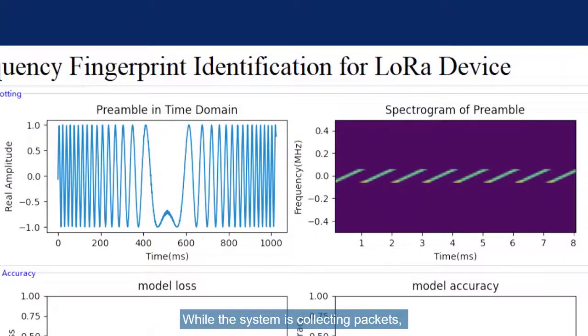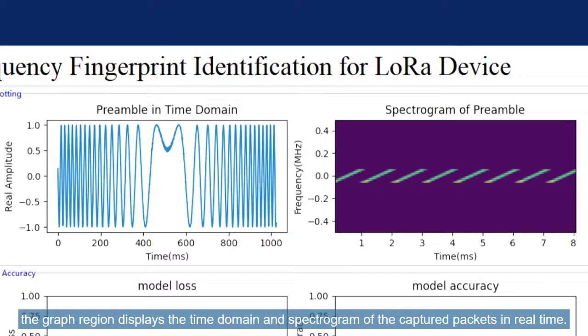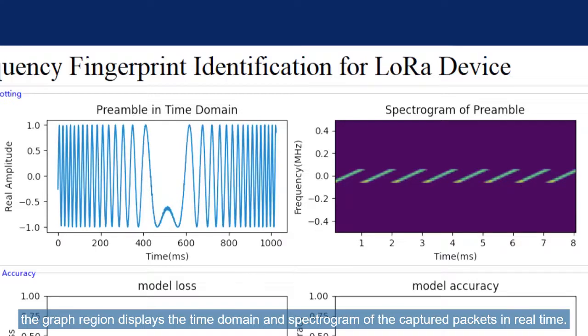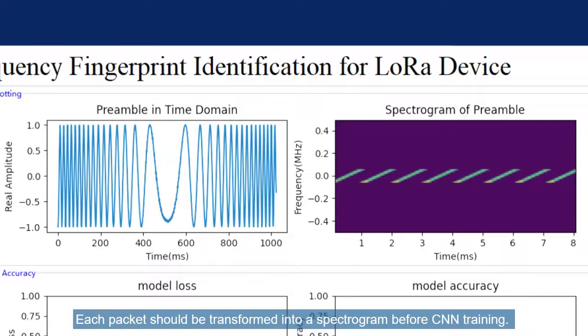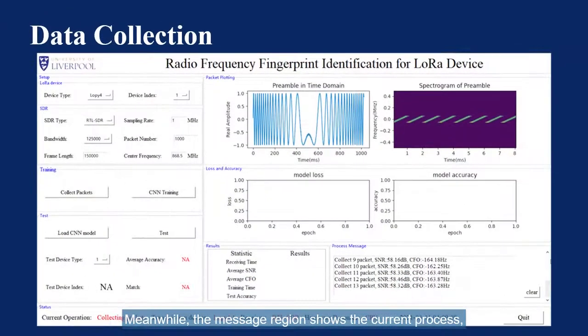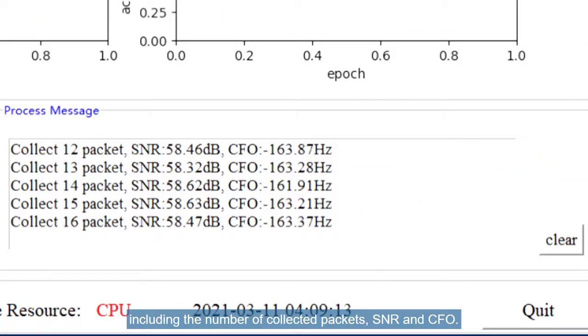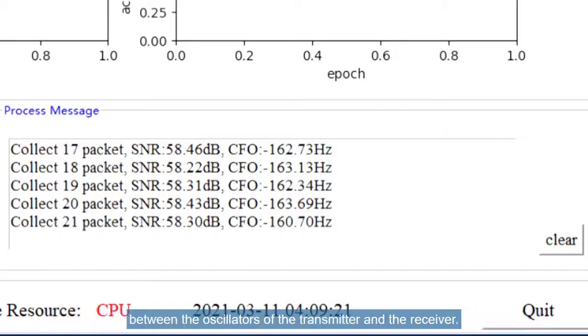While the system is collecting packets, the graph region displays the time domain and spectrogram of the captured packets in real time. Each packet should be transformed into a spectrogram before CNN training. Meanwhile, the message region shows the current process, including the number of collected packets, SNR, and CFO. Each packet requires CFO compensation, which is caused by the frequency difference between the oscillators of the transmitter and the receiver.